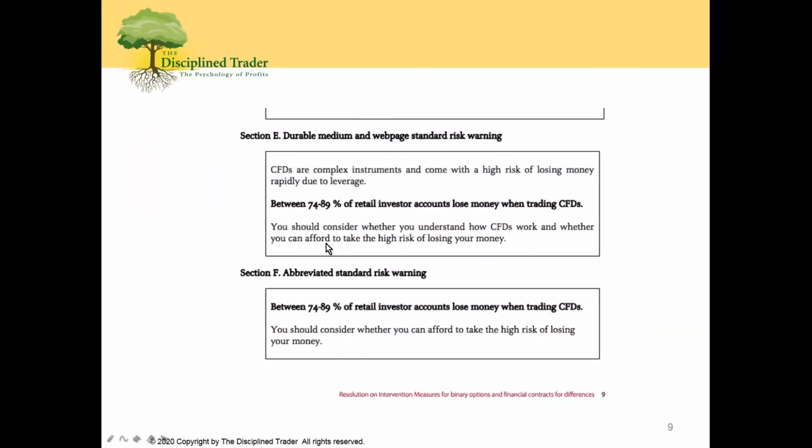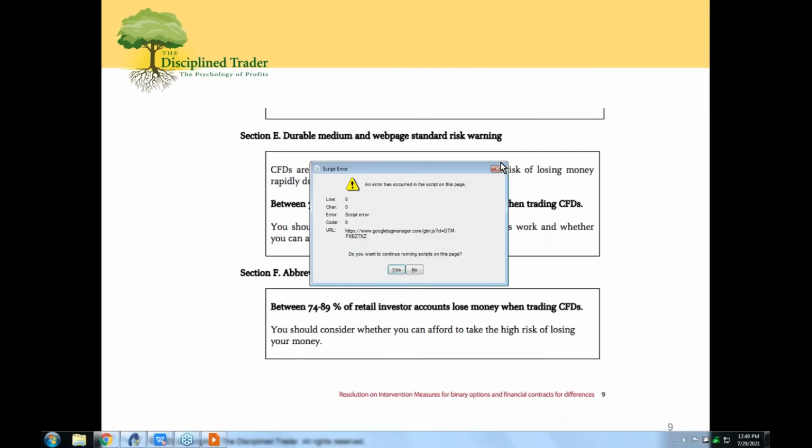But the second thing they did was, when Spanish firms advertise their wares and how to trade, and get you to join them and take their trials, they must state that between 74 and 89% lose. Originally it was 89%, but the powers that be lobbied for this range. Even if you abbreviate the standard risk warning on any advertising that you do, you must put in bold that 74 to 89% of retail investors lose money.